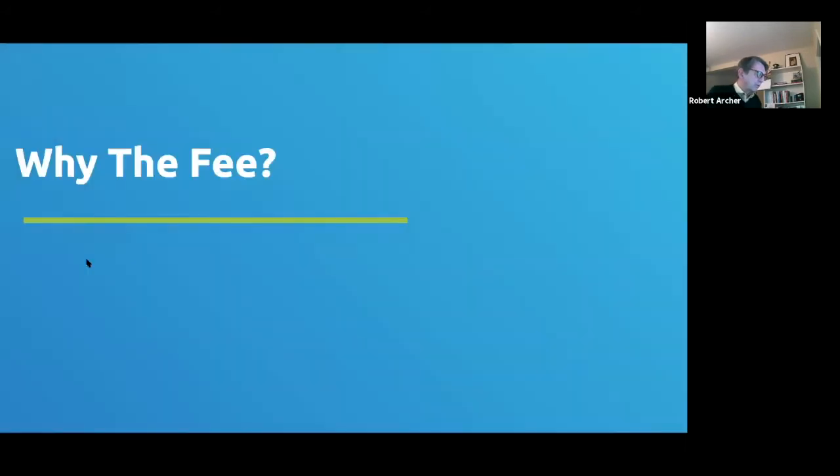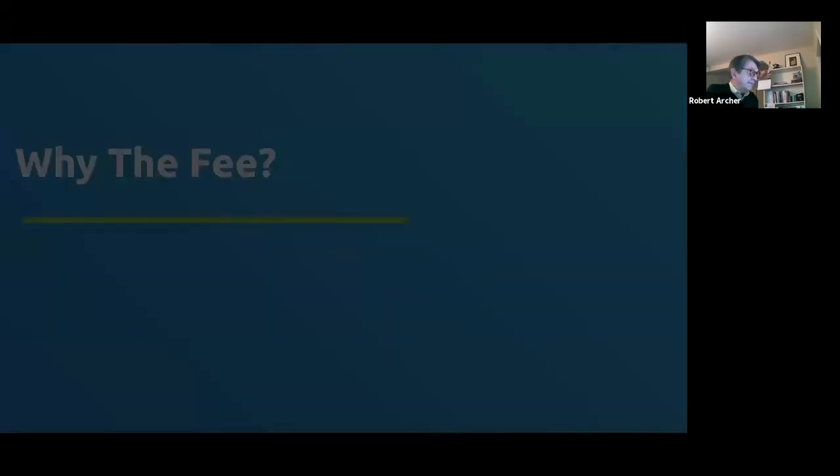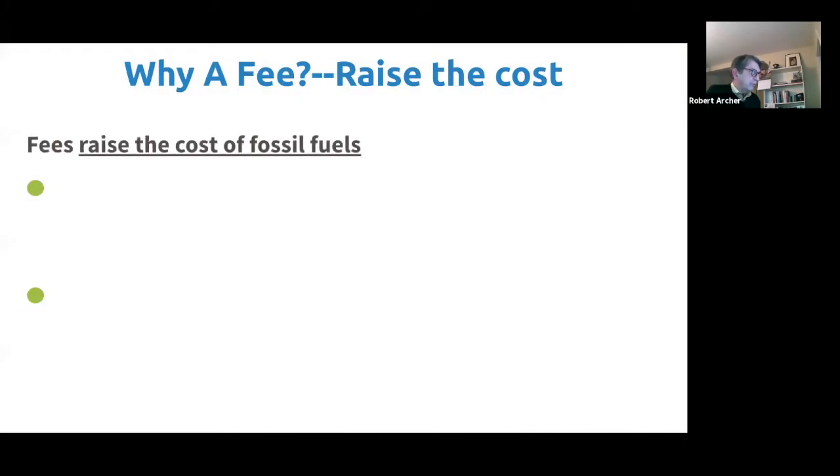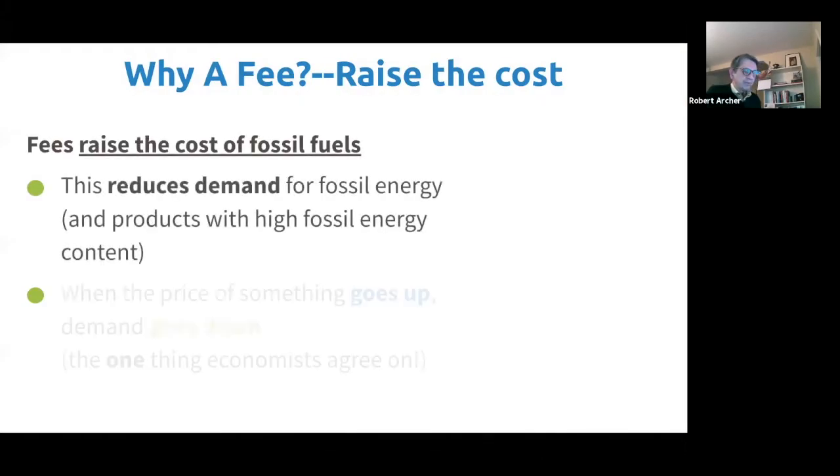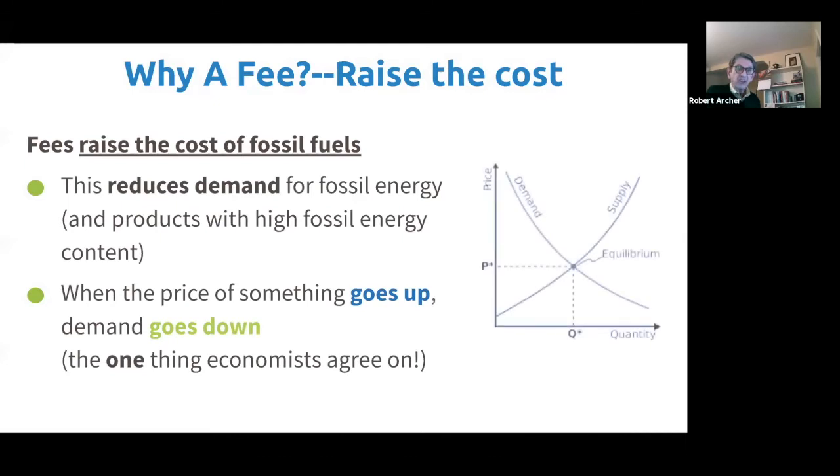Let's start with the basic economics underpinning the fee in the CCL policy. Why a fee? You raise the price of fossil fuels and the demand goes down and emissions go down. This connection is not sufficiently understood or accepted.